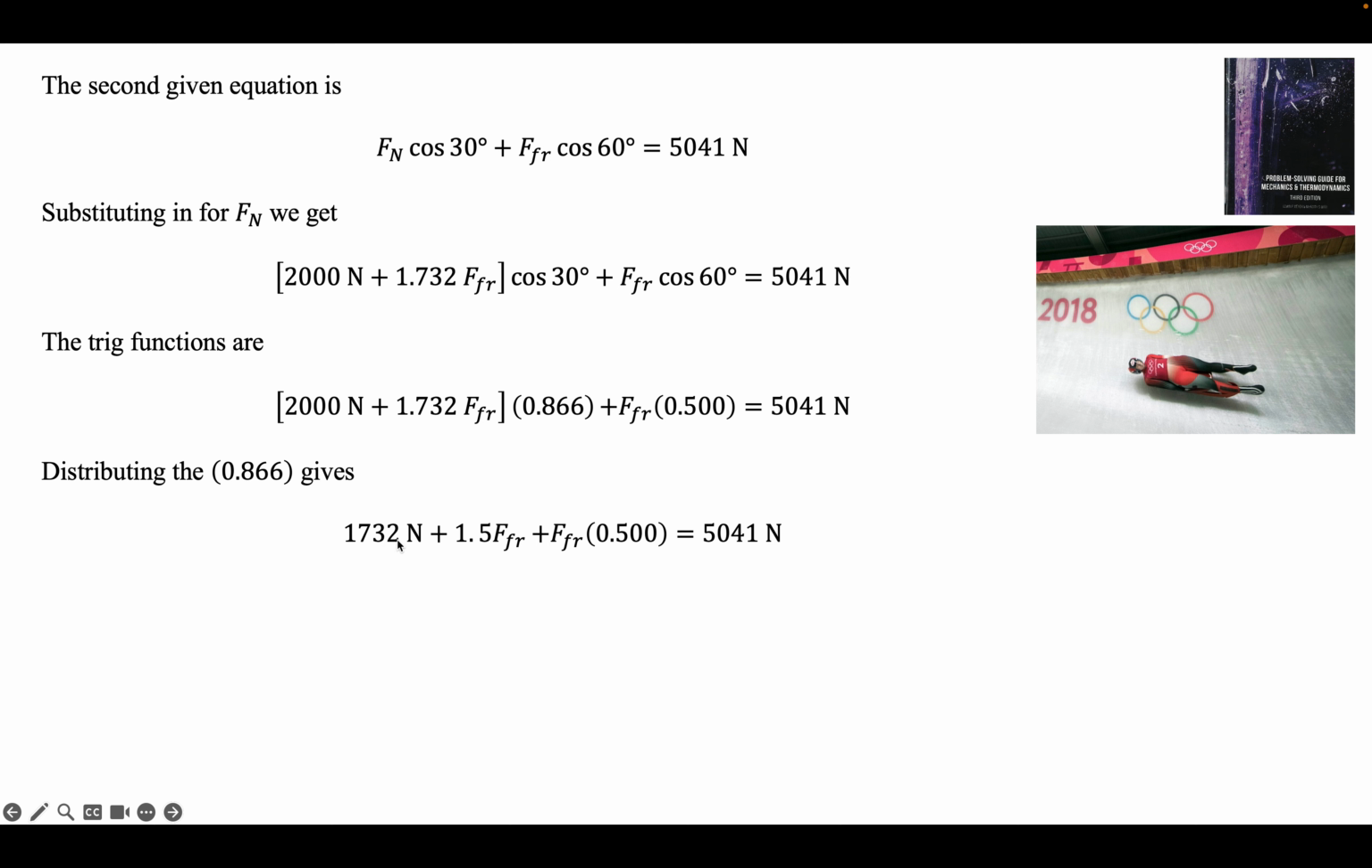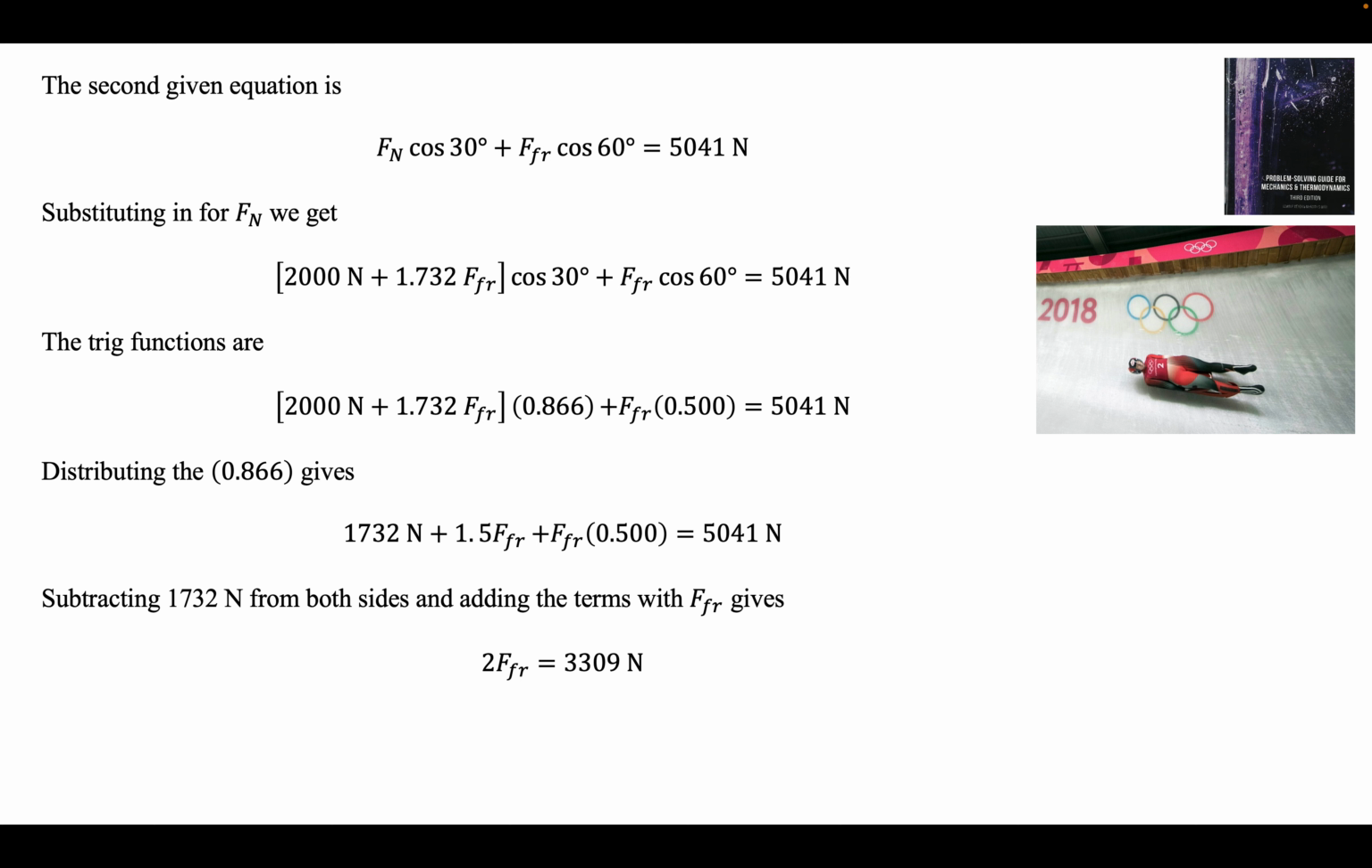And we get 1732 newtons plus 1.5 frictional force plus a half frictional force is 5,041 newtons. Almost there. Subtracting 1732 newtons from each side, and then we can combine these easily. It's 1.5 plus a half, that's 2 frictional forces. Then we divide by 2 to get the frictional force. About 1650 newtons.